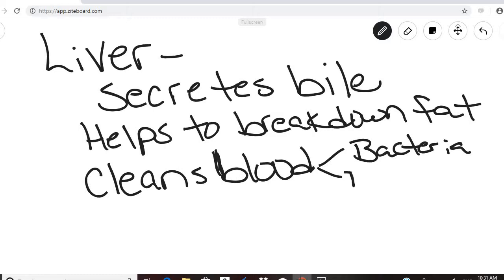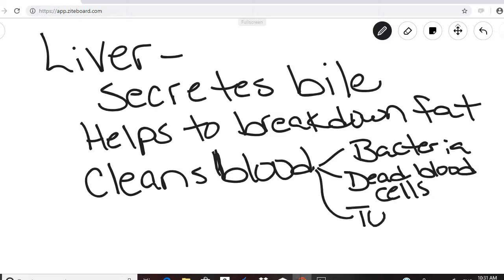Dead blood cells are removed by the liver. So many of your blood cells only live for a few months and then they die, and the liver will clean those out. And then it will remove toxins. So some of the foods that organisms eat have byproducts that are actually toxic, and the liver will help to remove those toxins. So the liver is a very important organ in fish as well as other organisms.